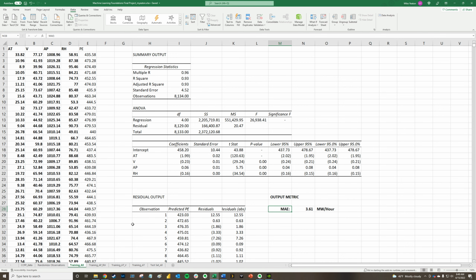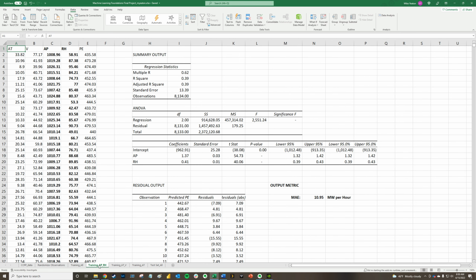But my next question is, do we need all these features? So I did the multiple linear regression again, but this time focused on a subset of the features. First, I looked at the combination of ambient pressure plus relative humidity. However, in this case, the mean absolute error more than doubled up to 10.95 megawatts per hour. So it seems that these features are not as highly predictive of the target.